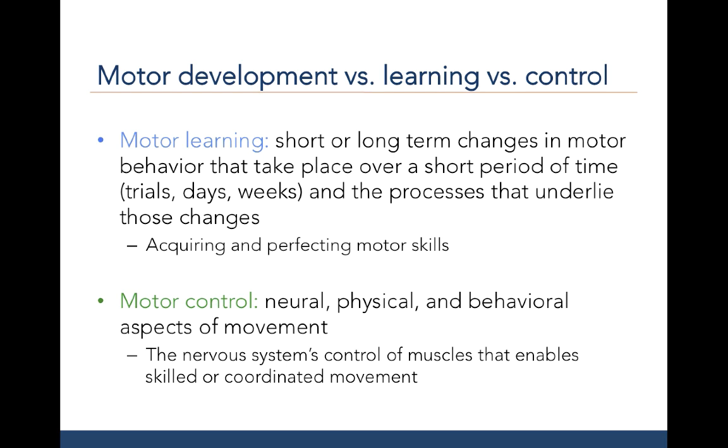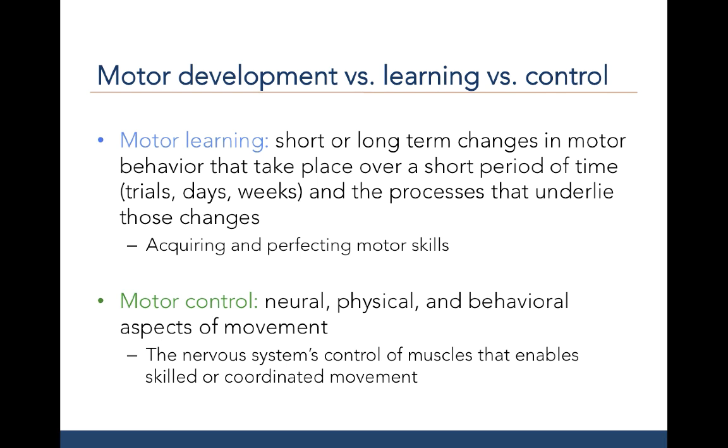Motor learning is primarily concerned with short or long-term changes in motor behavior that take place over a short period of time and the processes that underlie those changes. We think of things like practicing a skill or perfecting it under different conditions. For example, shooting a free throw shot or driving a car. Motor learning happens during development as well. For example, if we just look at the changes that take place right around the time an infant learns to walk, this could be considered a motor learning study.